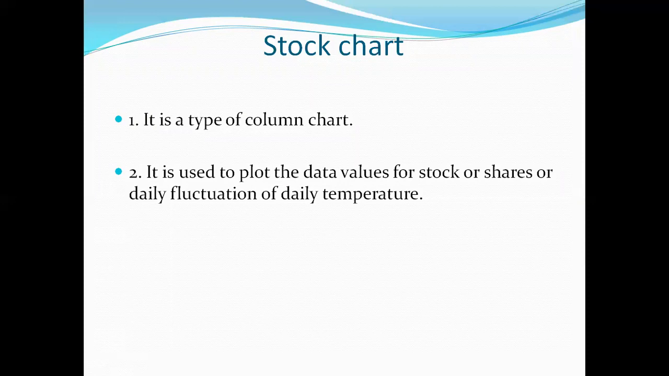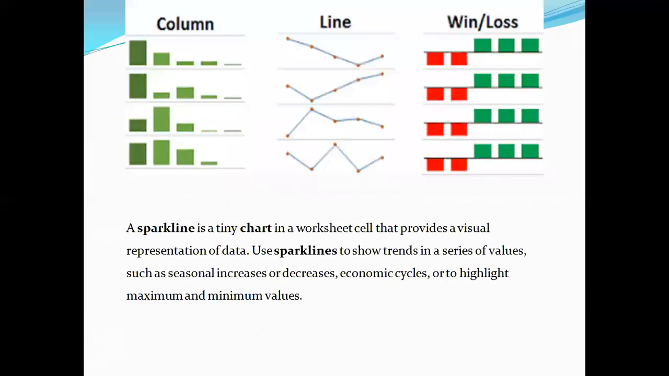And very important, it is used to show stocks and shares, the share market, the profit you are getting. All these things you can show with the stock chart. Also the fluctuation of temperature you can show using a stock chart. So for stock shares or fluctuation of daily temperatures, we use a stock chart, and it is in the form of a column chart. So you just have to remember the definition of the stock chart. That's it.